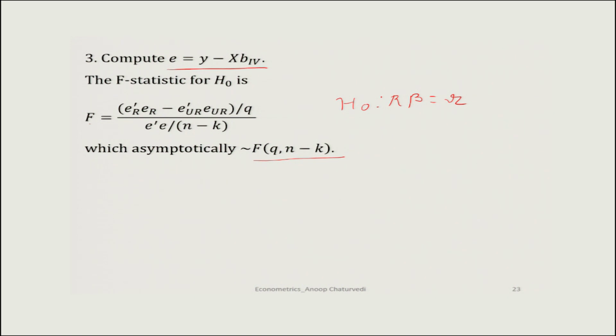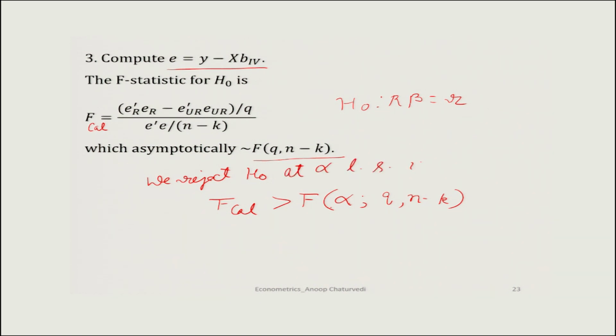Suppose this is your calculated value of F, denoted by F calculated. Then we reject H naught if F calculated is greater than F alpha, q, n minus k, supposing you are using alpha level of significance. You get this value from the F table. So, you can even use the technique of instrumental variables for testing the set of linear hypotheses R beta equal to small r.